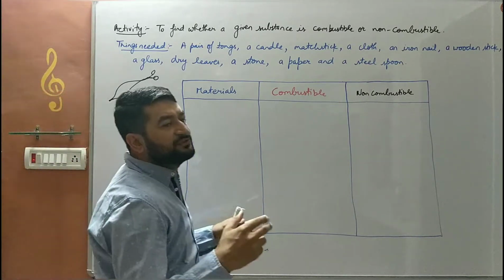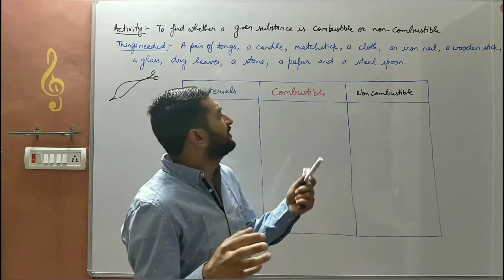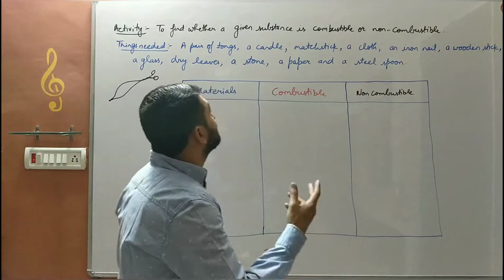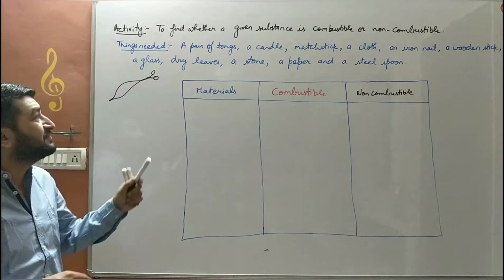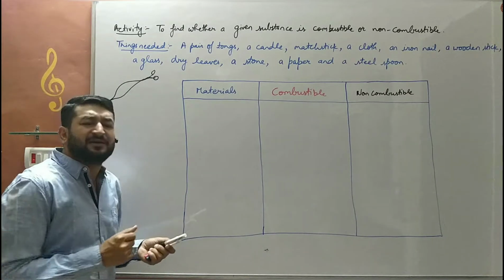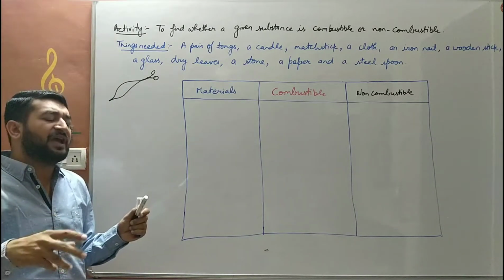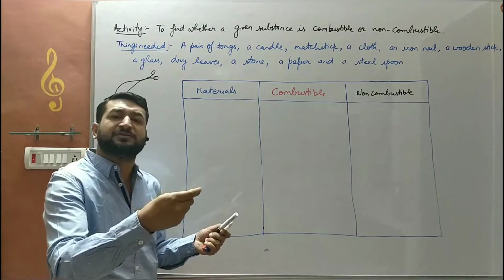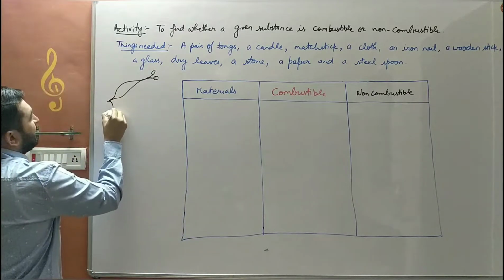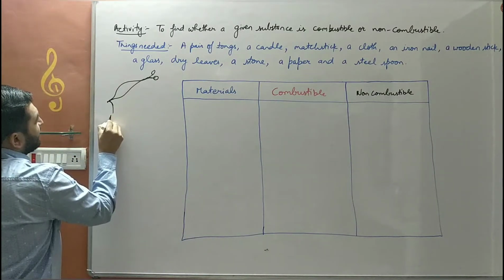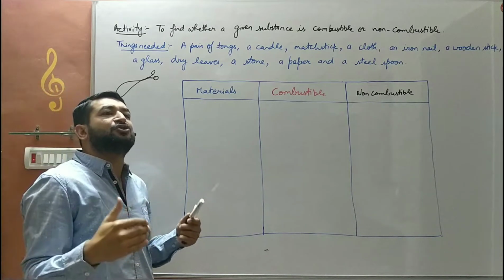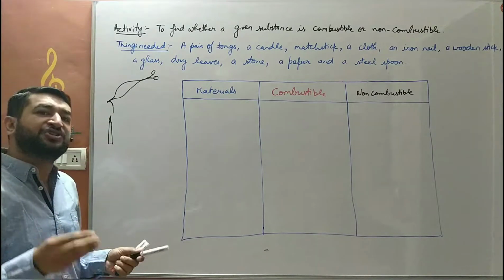Then we took some substances which we want to check. You can choose any. For example, this activity includes a cloth piece, an iron nail, a wooden stick, a glass, dry leaves, a stone, a paper, and a steel spoon. In the method, we have to do this very simple thing, बच्चे. We have to take that material with the pair of tongs and place it over a burning candle. For example, this is material A. We place it over the burning candle, beta, like this.